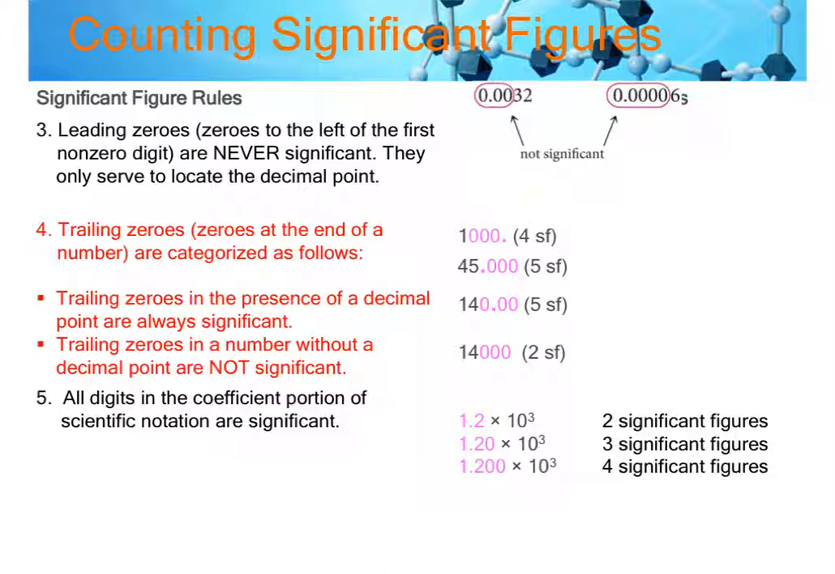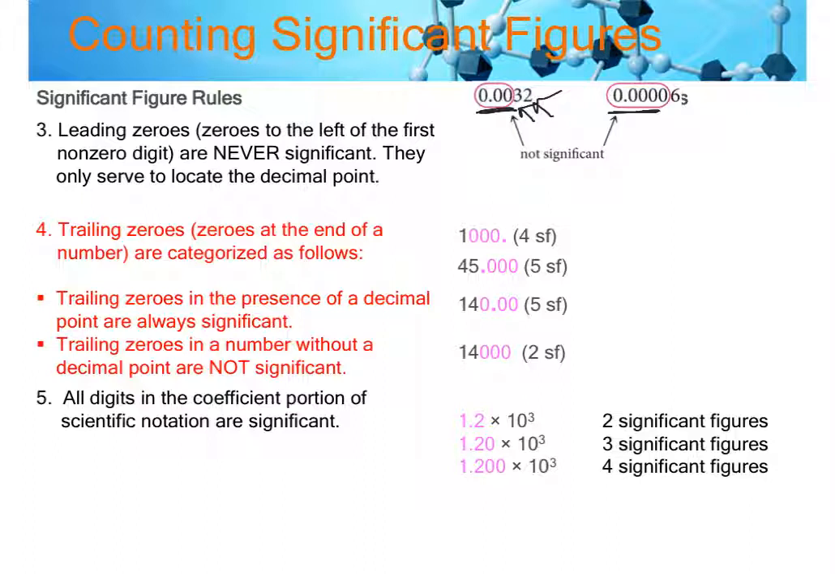All right, so when we get to zeros, that gets to be the somewhat tricky thing in determining sig figs. So leading zeros, that is zeros at the beginning of a number, like to the far left, before any non-zero numbers start. Leading zeros are never significant.